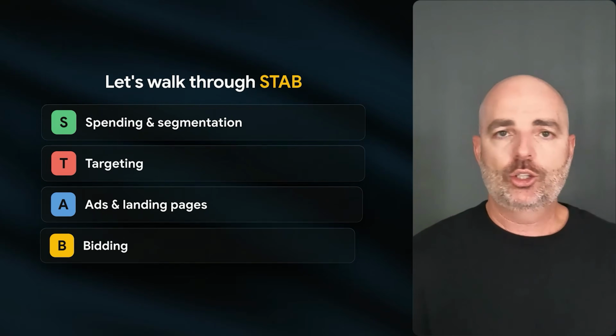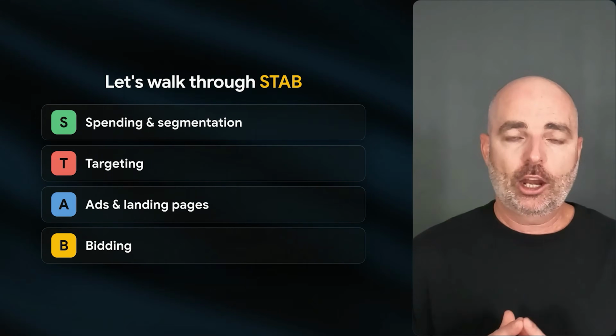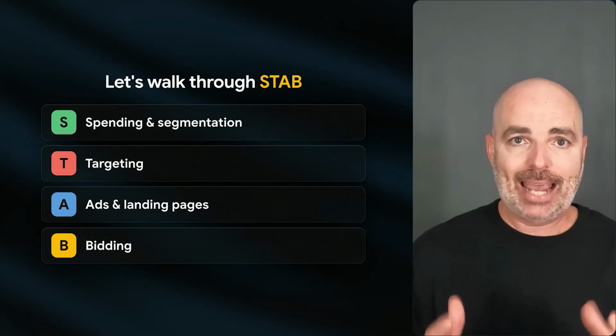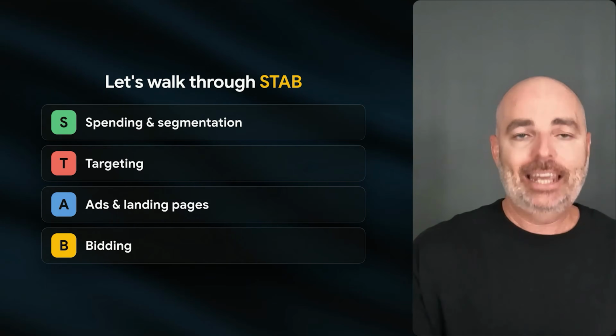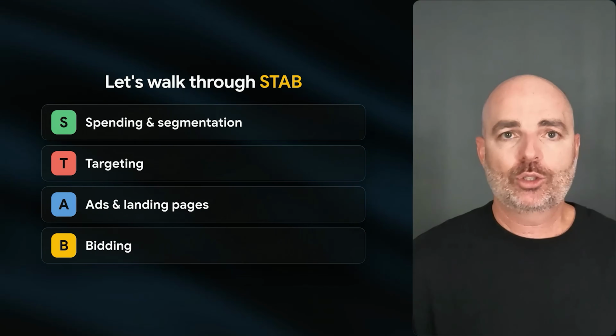All right, so with all of that said, let's jump into a screen share because I do want to make this super practical. I'm going to show you how we walk through that STAB framework: spending and segmentation, targeting, ads and landing pages, and also bidding, so you can get better results with your Google Ads campaigns. Let's go.